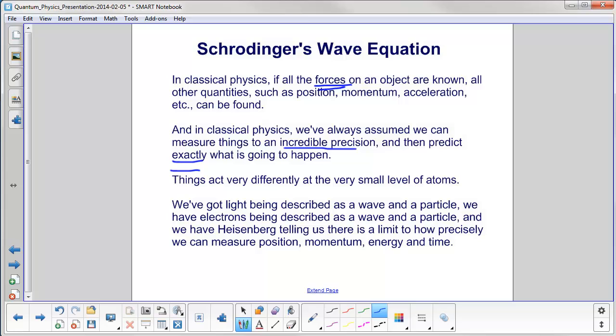Things act very differently at the very small level of atoms. We have light, which is described as a wave and a particle. We have electrons being described as a wave and a particle. And we have Heisenberg telling us there is a limit to how precisely we can measure position, momentum, energy, and time.